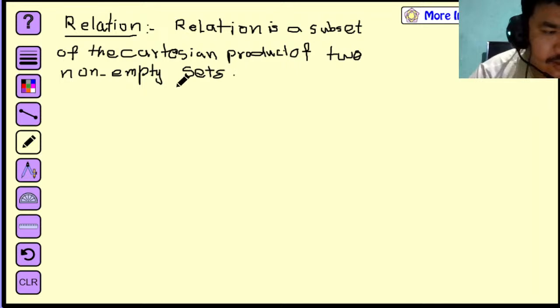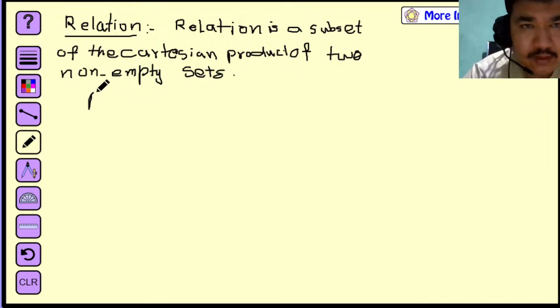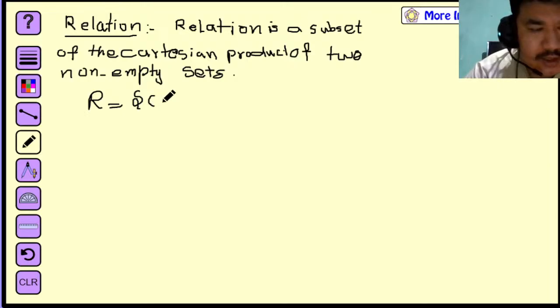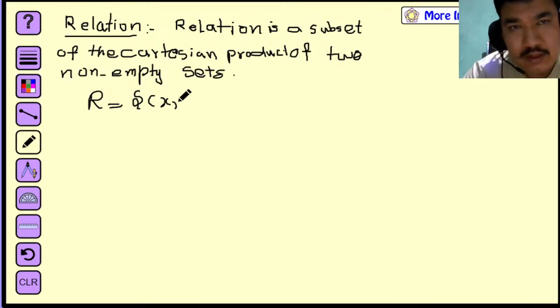Look here, in symbols you have to write relation is the set of Cartesian product. This is the symbol of set, the curly bracket, and we write the ordered pair as x comma y.